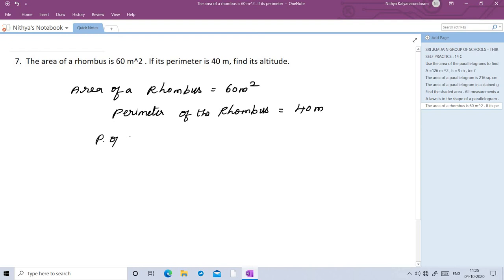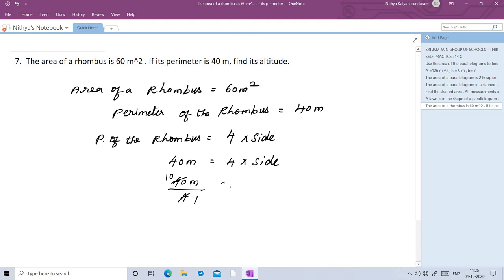The formula for the perimeter of the rhombus is equal to 4 into side. The perimeter of the rhombus is given as 40 meters, which is 4 into side. So first calculate the side. The 4 is multiplied, so coming to this side it is division: 40 meters divided by 4, which is 10 meters. So the side of the rhombus is 10 meters.